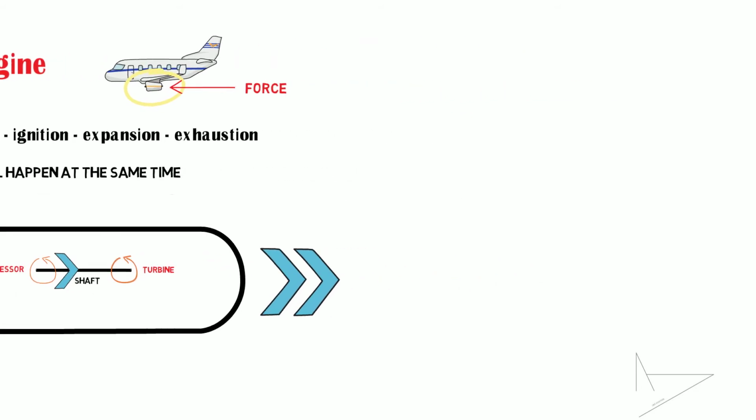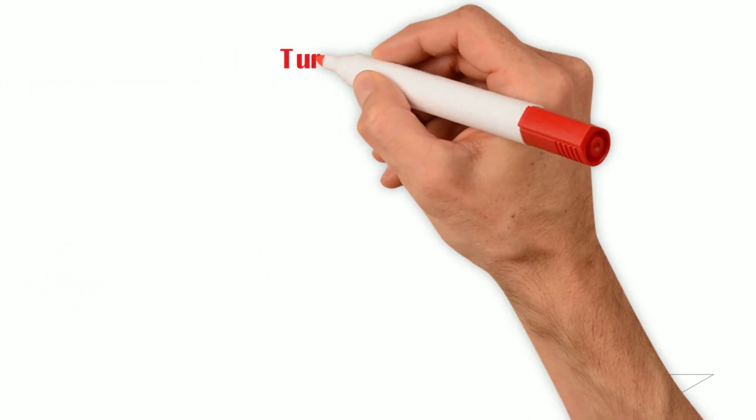A common variation of a jet engine is the so-called turboprop engine. It looks very similar to a piston engine and works similarly too.